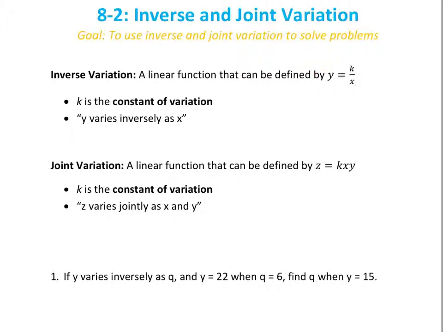So y varies inversely as x means y equals k over x, where k is still the constant of variation. Joint variation, we're going to add a third variable. So now we're going to use x, y, and z, right? It's basically doing two direct variations. So z varies jointly as x and y means z equals kxy.